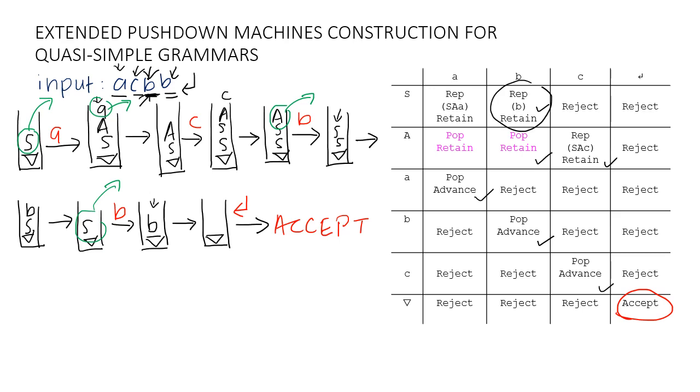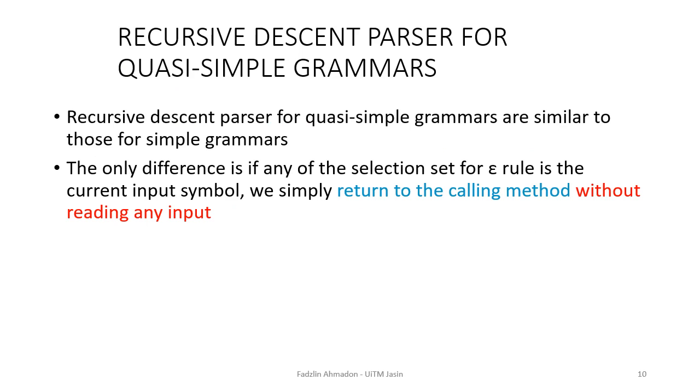for grammar 14. And then another way of parsing an input string that we know of is through a recursive descent parser, which is a set of methods written in a programming language such as Java or C++. We have discussed this method before in simple grammar. For quasi-simple grammar, the concept is still similar. The difference is only for nullable rule, where instead of reading the next input, we just proceed without reading any input. We just return to the calling method.